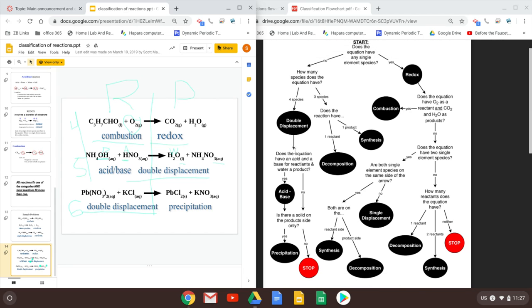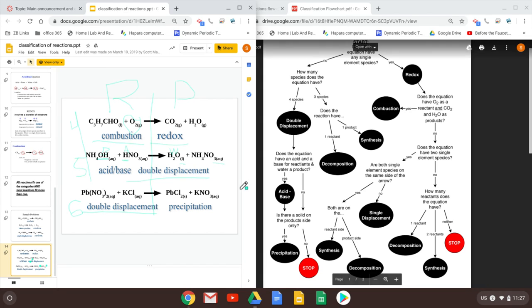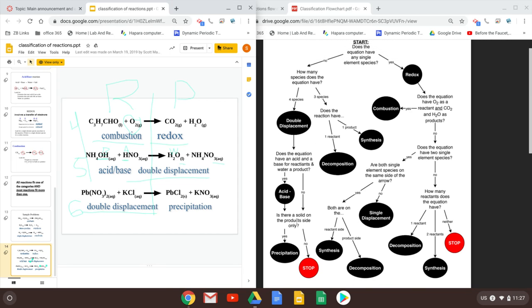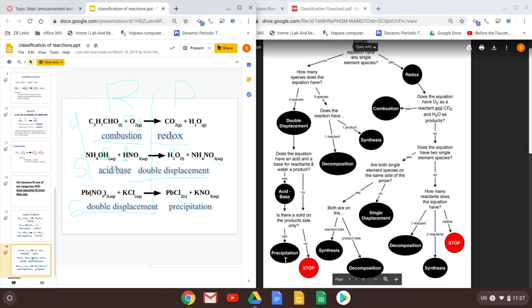So now we keep going down because there's an arrow coming off of it. Does the equation have an acid and a base for reactants and water as a product? I don't see anything that starts with an H, and I don't see anything that ends with an OH. So the answer to that would be no. Okay. The next question, is there a solid on the product side only? So if we're looking at the product side, do I see an S? I sure do. And that would mean that it is precipitation. And what precipitation means is that you created a solid.